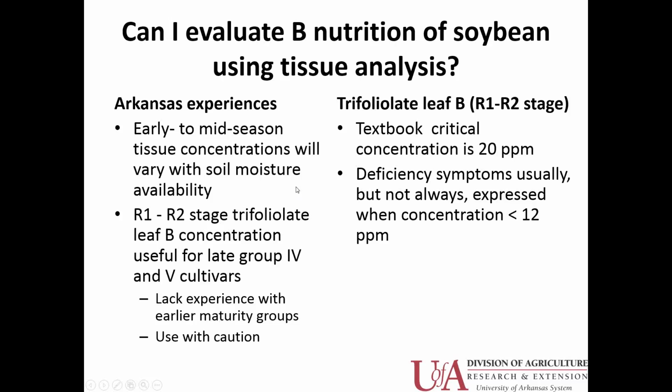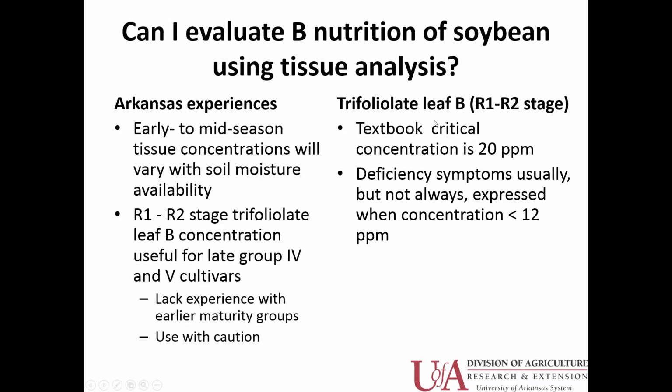So some of the Arkansas experiences, I guess we could summarize for tissue analysis. We tried to use tissue analysis early season, at the V3, V4 stage, to identify fields that might respond to boron. Basically what we showed is that, depending upon the moisture content, we saw a lot of variability from sample times all the way up to the R2 stage. So we never felt really good about being able to predict whether or not we were going to get a response from an early vegetative tissue sample.